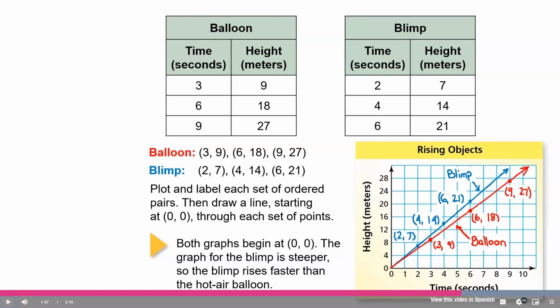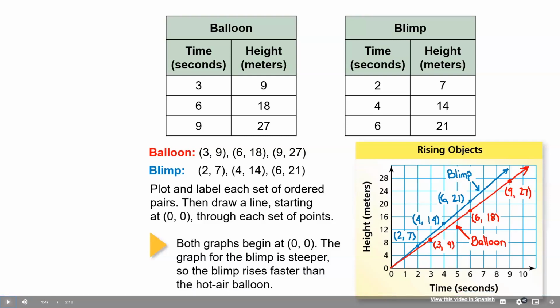The blimp is 21 meters, and the balloon is 18. Alright, so we did this in 3-3.1, you could have used your ratio table to identify it. In 6 seconds, the balloon went up 18 meters. The blimp in 6 seconds went up 21. Same amount of time, 18 compared to 21, the blimp's higher. So the blimp is rising faster.